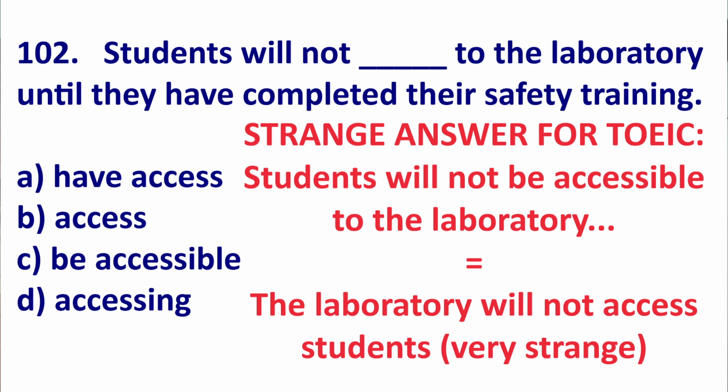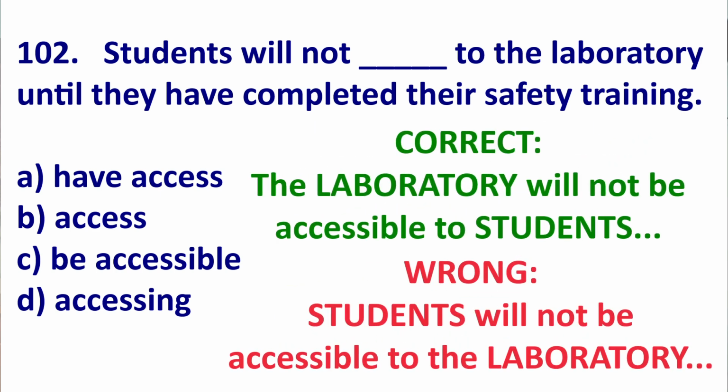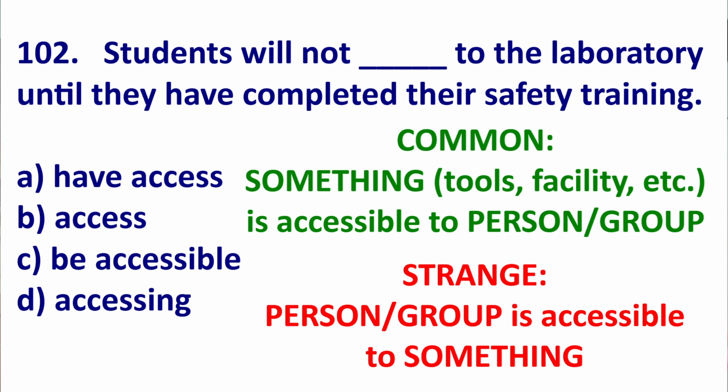However, if you look at the TOEIC question and use accessible, it would mean the laboratory will not access students. If I say students will not be accessible to the laboratory, this is saying the laboratory will not access students. This is very strange because students access a laboratory. It is not a laboratory accesses students. So a better statement would be the laboratory will not be accessible to students, not students will not be accessible to the laboratory. That is strange. So remember, something like a laboratory or tools is accessible to a person or group. It is strange to have a person or group is accessible to something. So get rid of accessible.